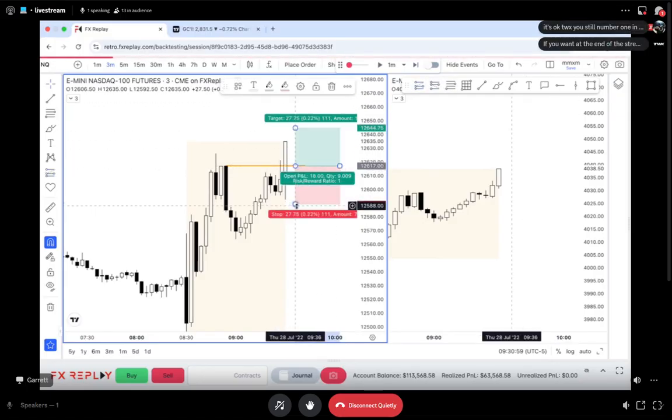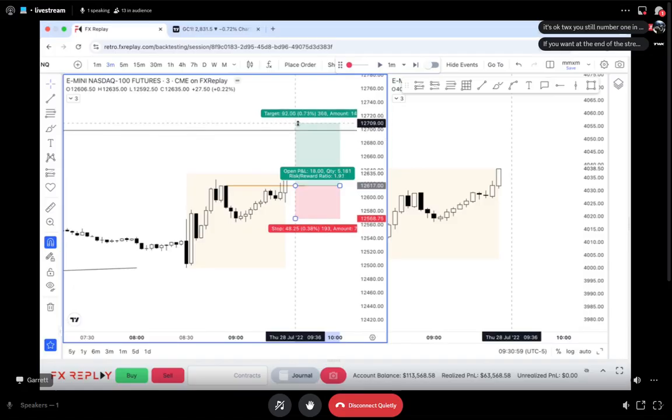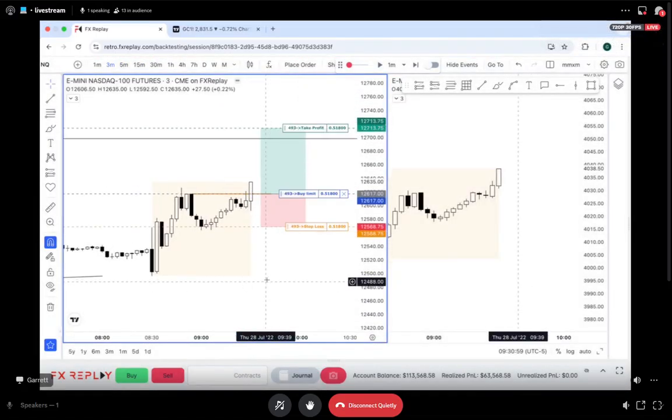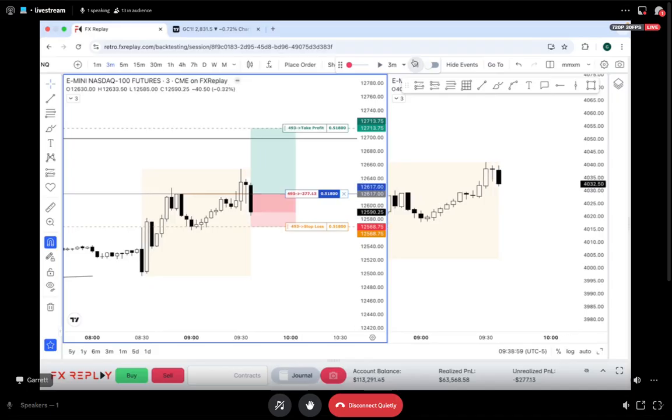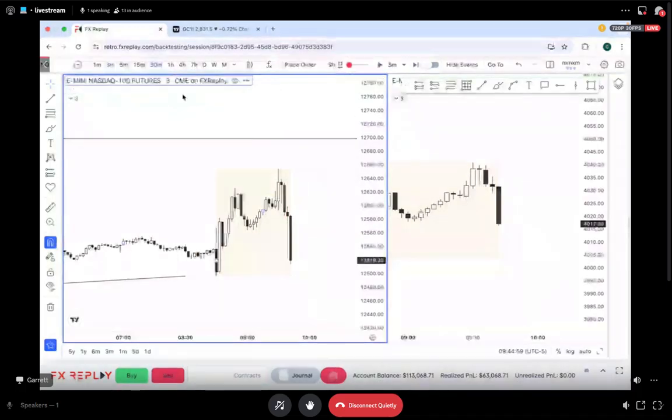I wasn't paying attention to news. We're gonna put our stop loss here. Go for 2R here. I hope we can get tagged right here. Please tag me. That's sweet. Oh, we got tagged out there. That's fine. Let's go back.